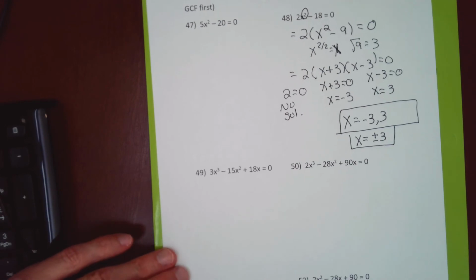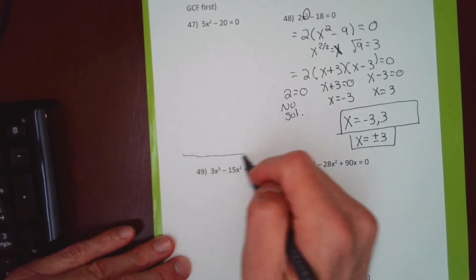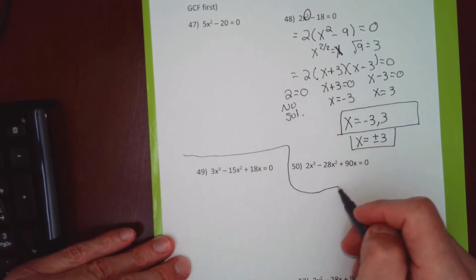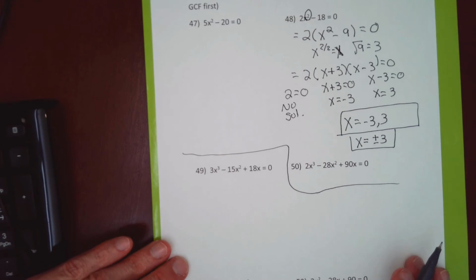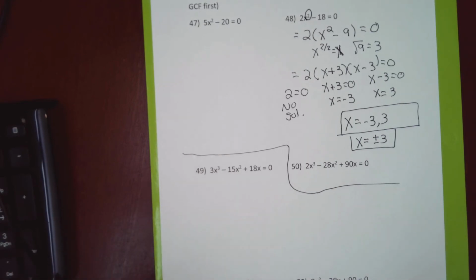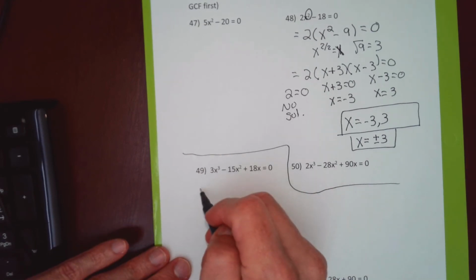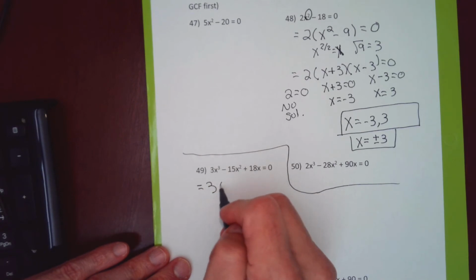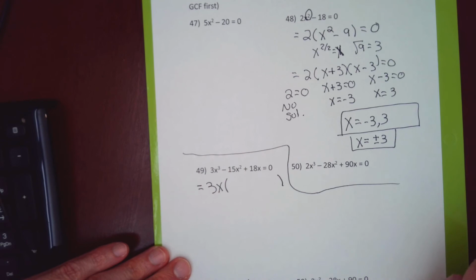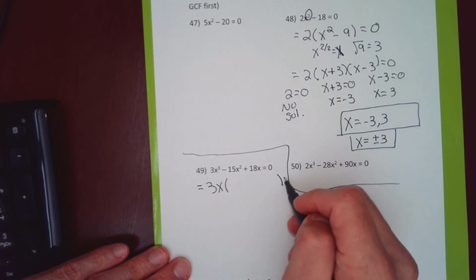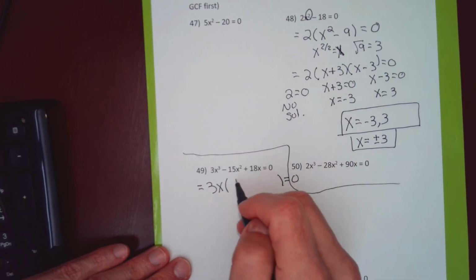So in 49, which maybe you should pause the video and try to do, I expect 3 solutions because the highest exponent is 3. There's going to be a common factor with an x, so 0 is going to be a solution. First step in 49 is I'm going to factor out the common factor of 3x. I'm going to divide the numbers by 3 and take an x away. Still need this equal to 0.